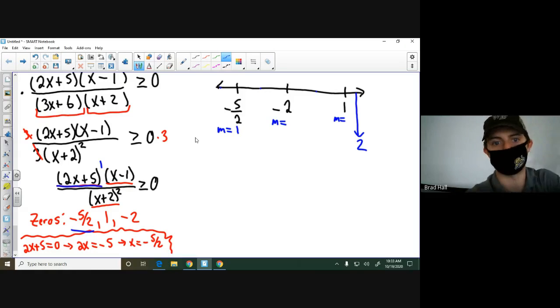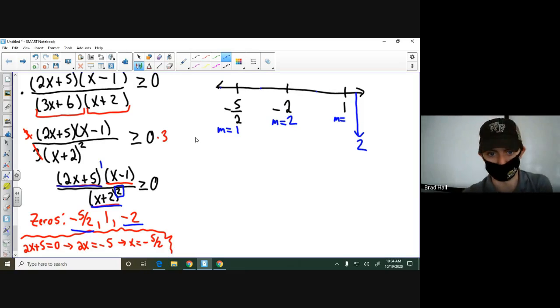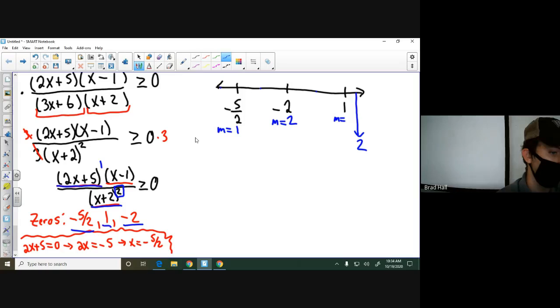We'll move on to the -2. -2 comes from this bottom factor, which has an exponent of 2. So that factor has an exponent of 2. So we'll get to that in a second. And then the 1 comes from this factor right here, which has an understood exponent of 1.